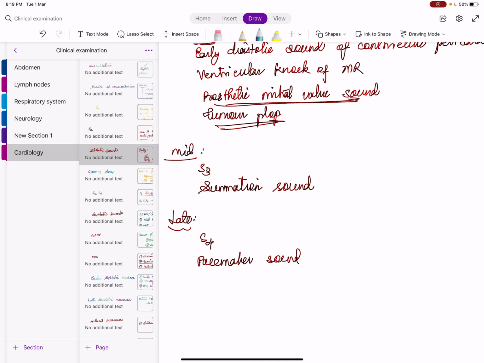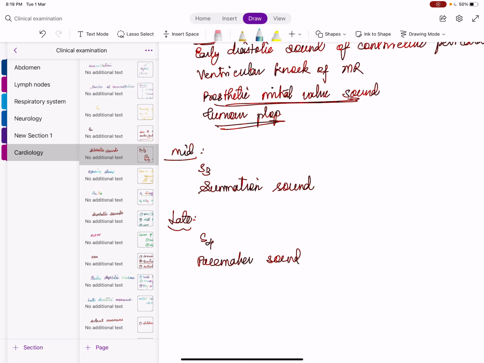So how to identify P2? That's what I told. Move either from the apex to the second space or from the second space to the apex. The component which softens will be P2. So if you go from here downwards and one component softens, that will be P2. If it does not soften, it has to be an opening snap. Right.